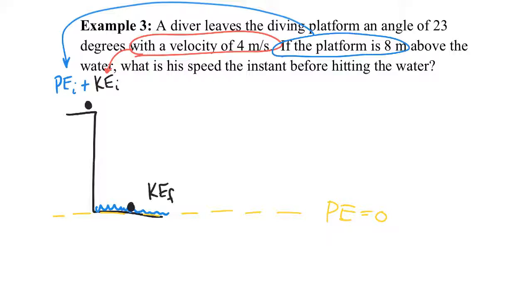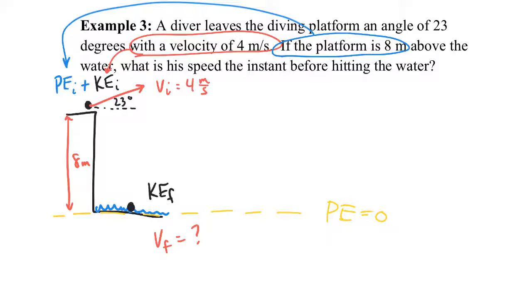Okay, the height of the platform is given as 8 meters. We know that the velocity initially is 4 meters per second. We know we've got an angle of 23 degrees. And we're looking for the velocity at the end of the problem here, when the diver impacts the water.